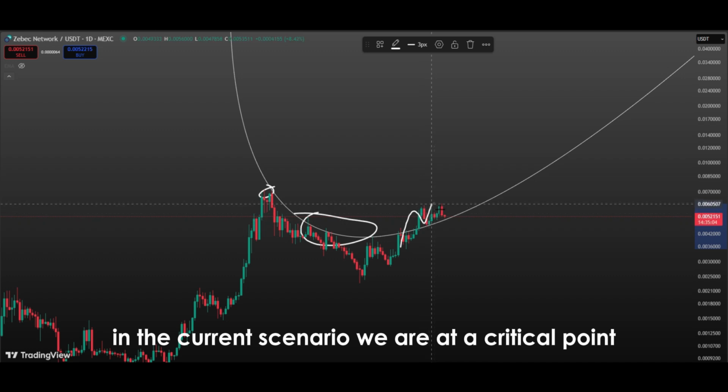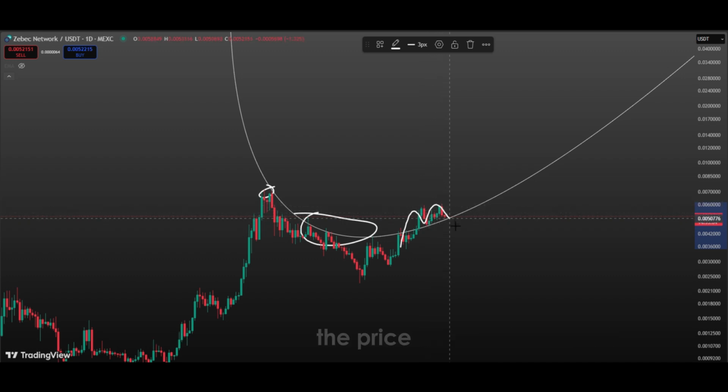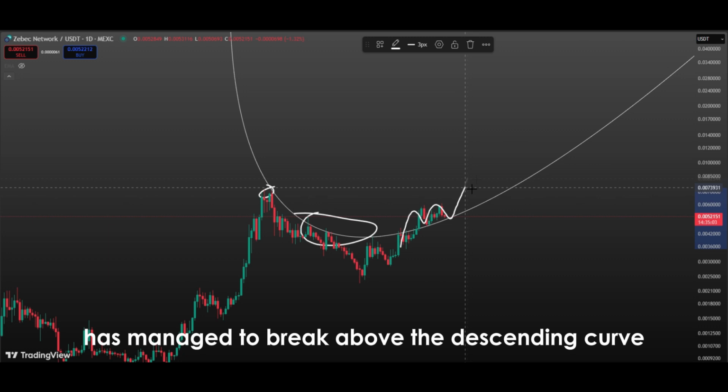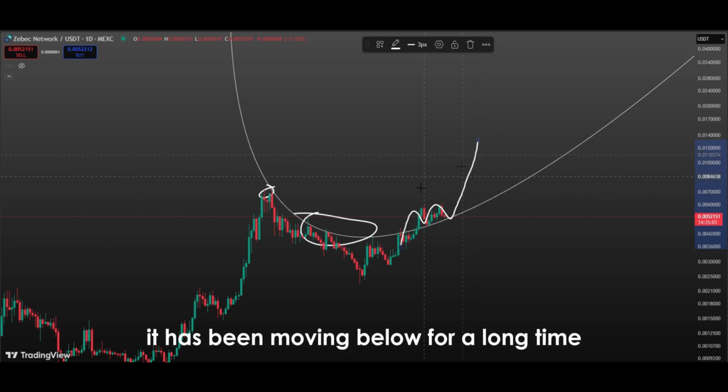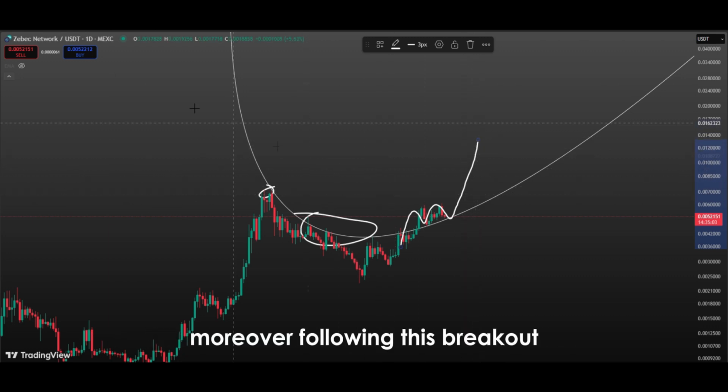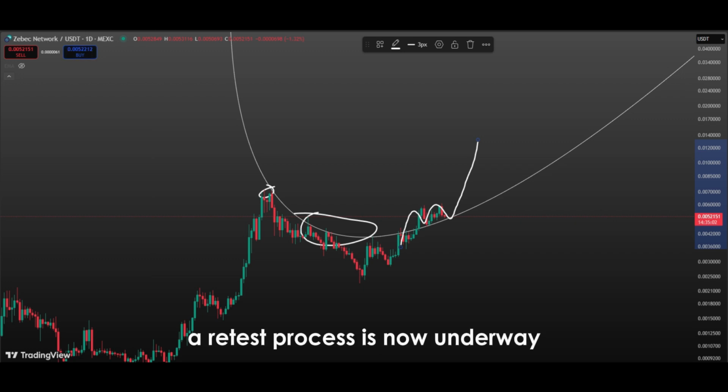In the current scenario, we are at a critical point. The price has managed to break above the descending curve it has been moving below for a long time. Moreover, following this breakout, a retest process is now underway.